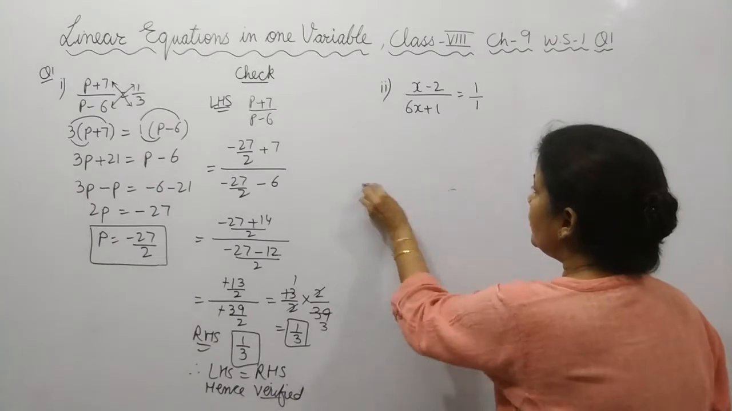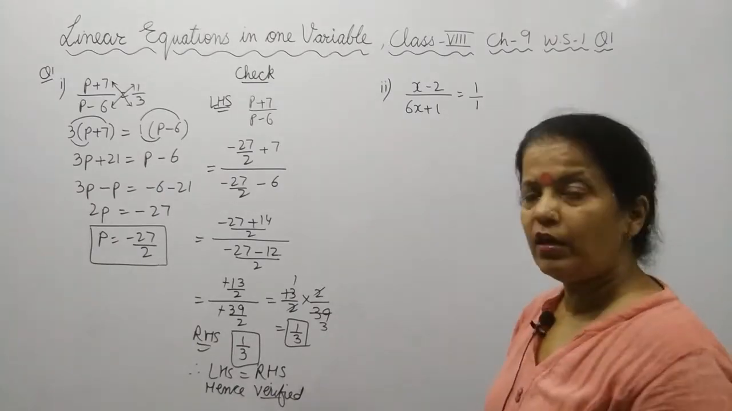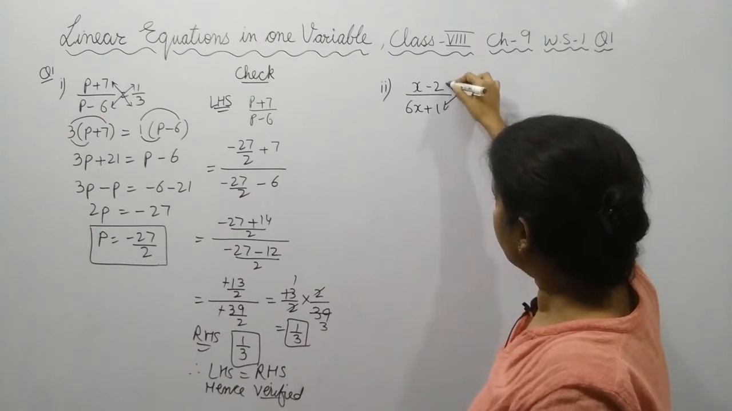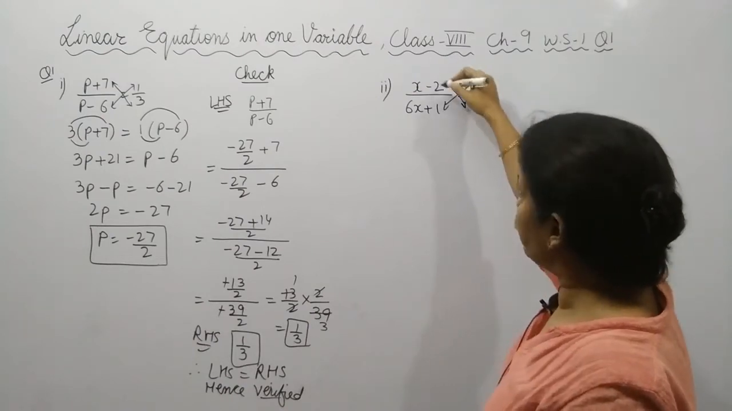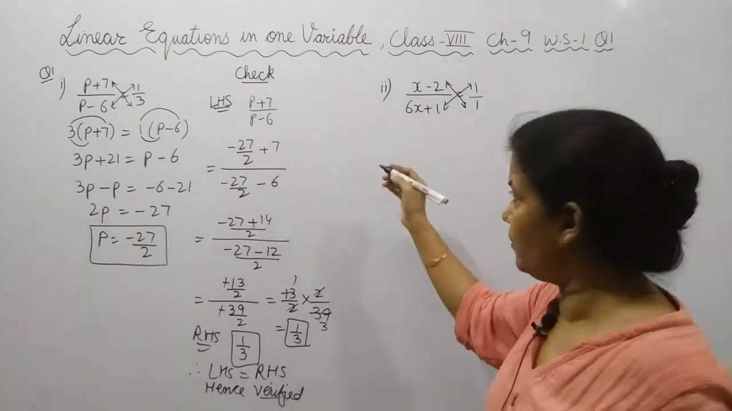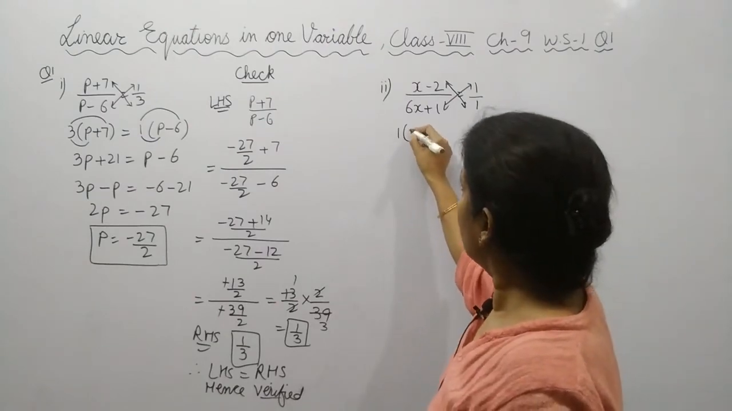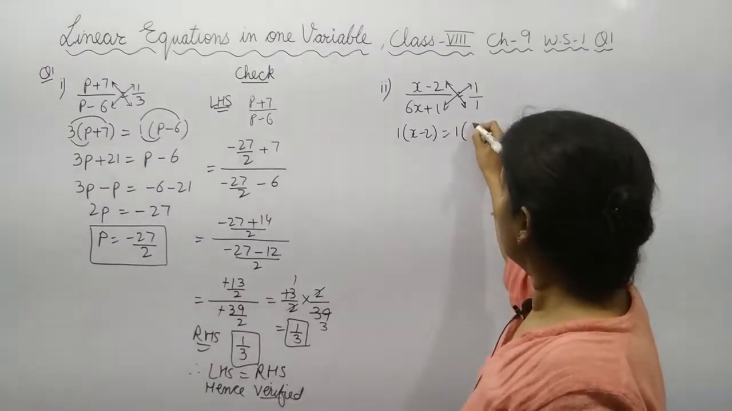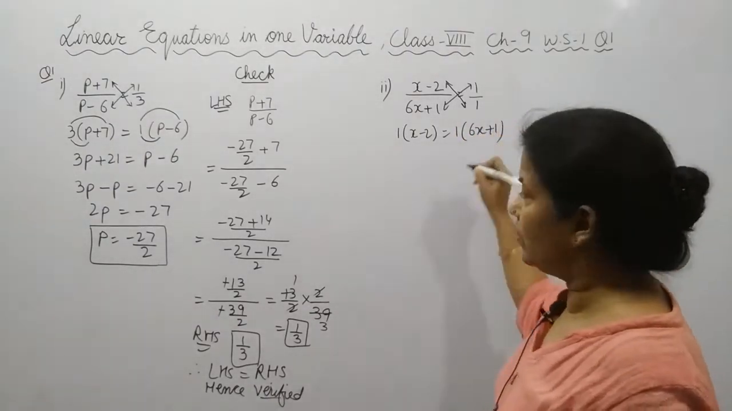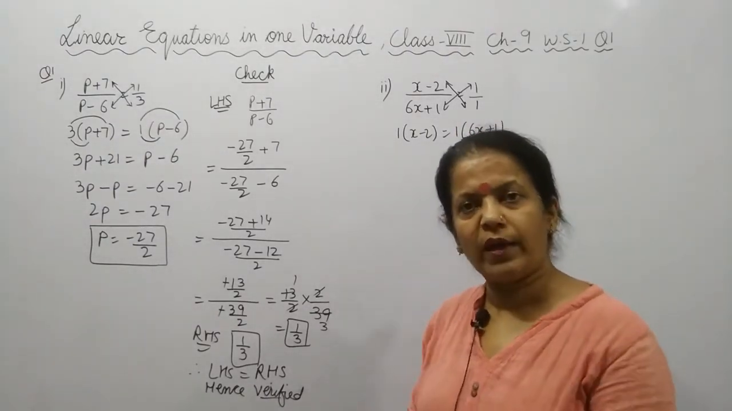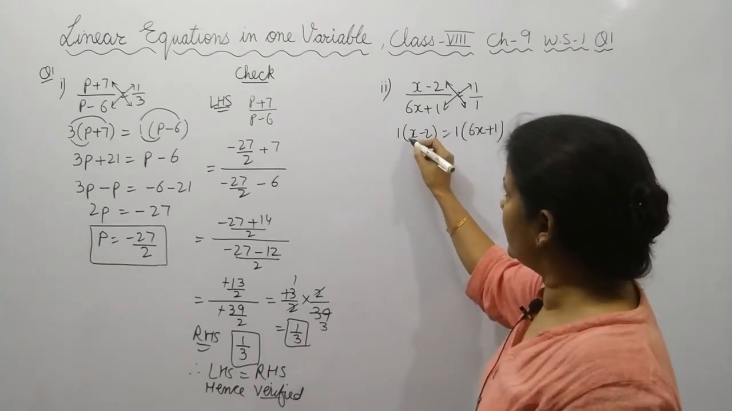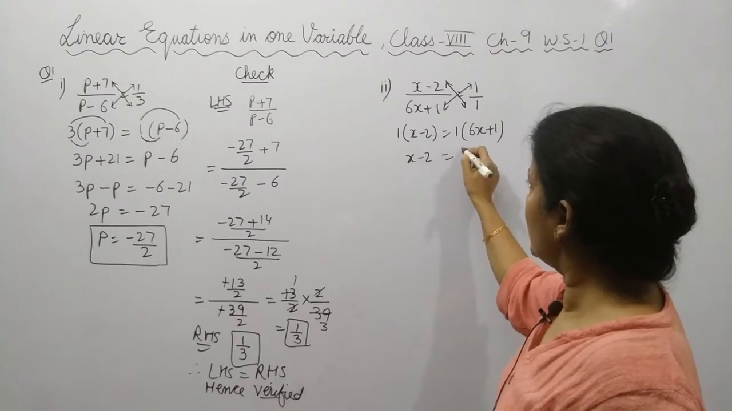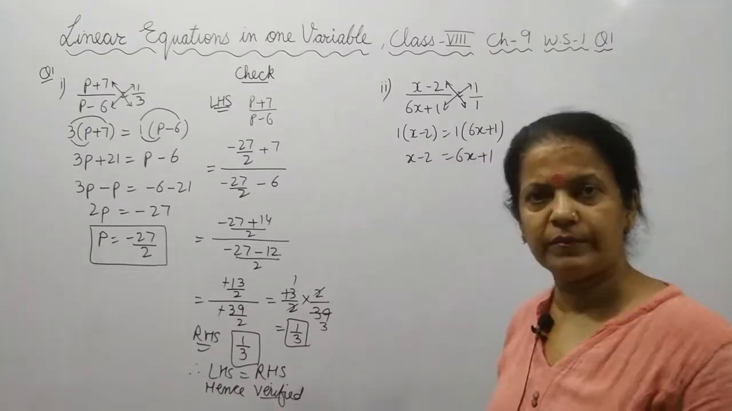So, how will you do it? You have to do the cross multiply. Means this multiply this like this. If you multiply it with 1, you will get the same number. So, 1 times x minus 2 equals 1 times 6x plus 1. Okay. Now, with 1, if you multiply 1 with this and 1 with that, you will get the same answer. This is equal to 6x plus 1.